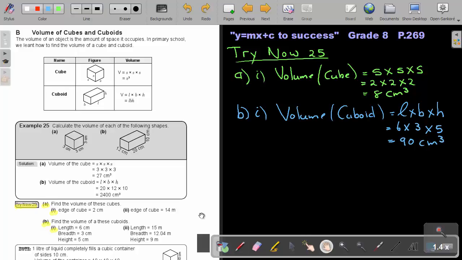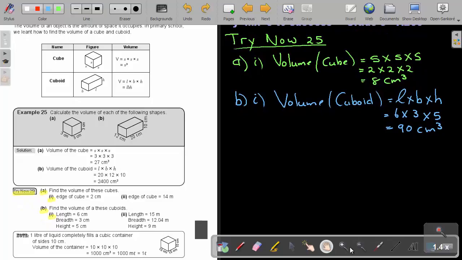We can maybe just read this last part. 1 liter of liquid completely fills a cubic container of side 10 by 10. I think we already mentioned it in a previous part. So if you have 10 by 10 by 10, say a box, you can fill 1 liter of cool drink or milk in that box. And this is the end of this part.